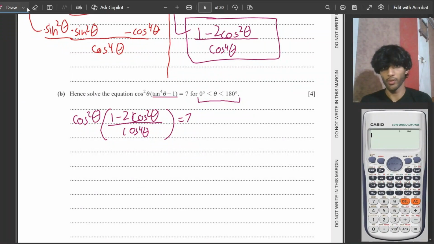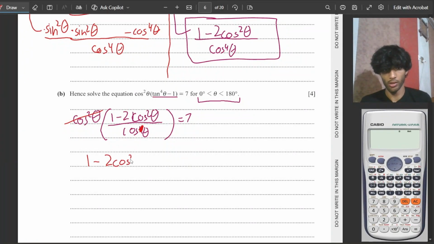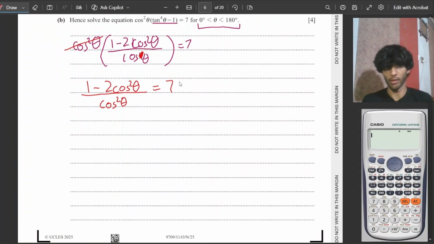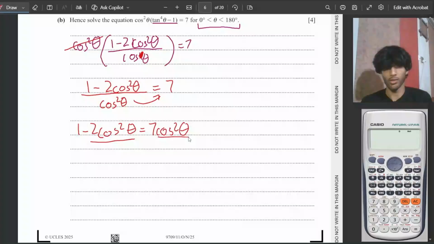Over here, the simplifications I can see really obviously are this cosine squared theta can cancel out with this power of 4. So I'm going to be left with 1 minus 2 cosine squared theta over cosine squared theta equals 7. Okay, and then I can get rid of this fraction by sending this cosine to the other side. So I have 1 minus 2 cosine squared theta equals 7 cosine squared theta. And since this term and this term are both cosine squared terms, I can gather them on one side.